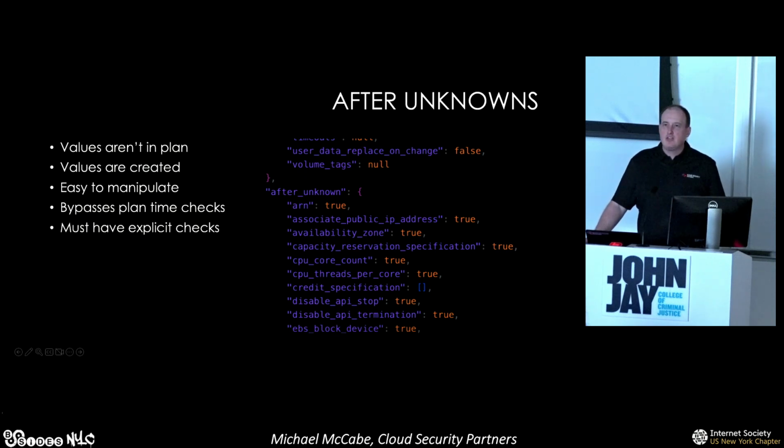But then there are some things it can't know at plan time. So things like ARNs for newly created resources, references to some resources can become after unknowns. If you have very referential relationships between modules, that can become after unknown. So what is the problem with things being after unknown?